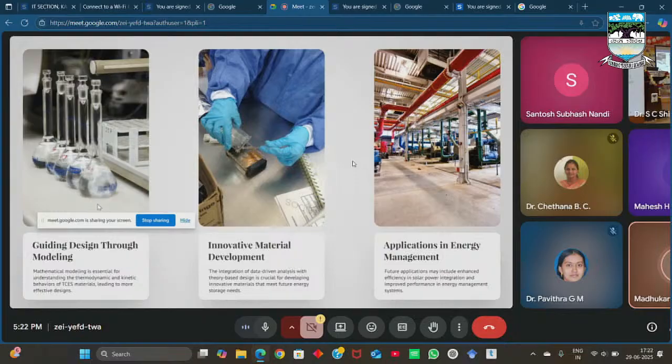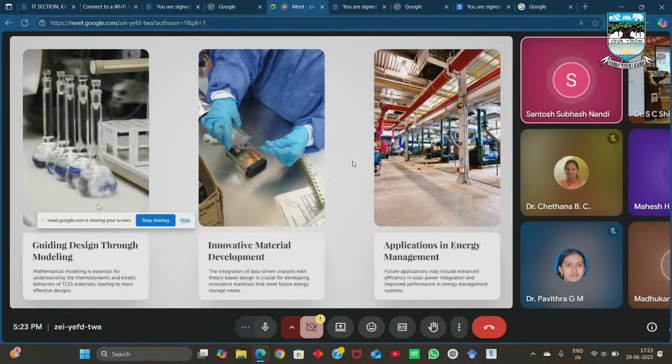Now I request the future generations, or even the people who are involved in research where material science and mathematics is most involved, they should focus on designing through modeling. This is the future research which is going on everywhere, all over the world, which helps us to understand the thermodynamic and kinetic behavior of the material. They should always be involved in the innovative development of material, which will help us to analyze theory-based as well as practically based materials that will help us to develop the future energy storage materials.